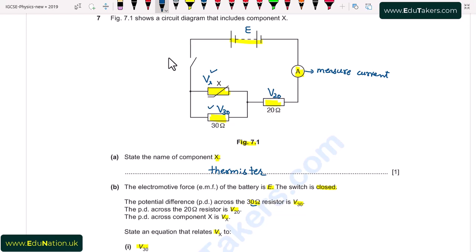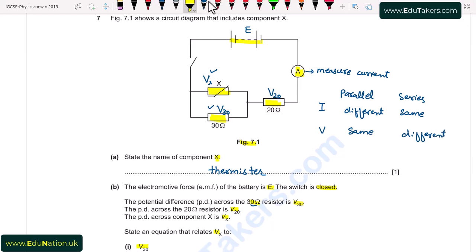We can see that X and the 30 ohm resistor are in parallel combination. And I write here parallel and series combination. Which thing remains the same and which changes? First of all, here is current and second is potential difference. In the parallel combination, the current is different, while in series the current is the same. So the potential difference in parallel is the same, but in series combination its value is different.